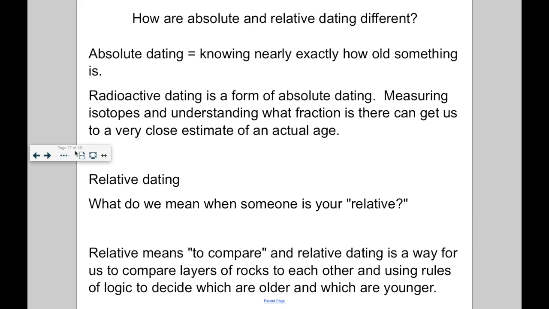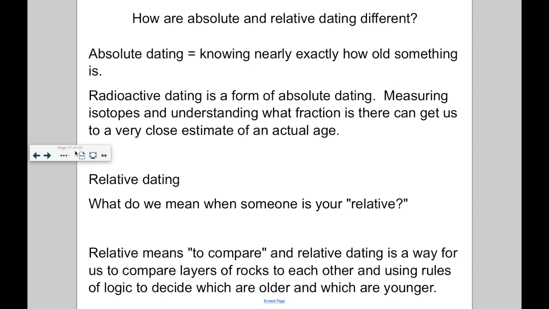What does it mean when someone is a relative of you? Well, when someone is your relative, you're comparing your relatives to you to see what the comparable birth origins are of you and your relative. So there is a relationship between you and your siblings, you and your parents, you and your grandparents. You are relating yourself to those other people who are in your family. Relative dating is all about relating rock layers to other rock layers.